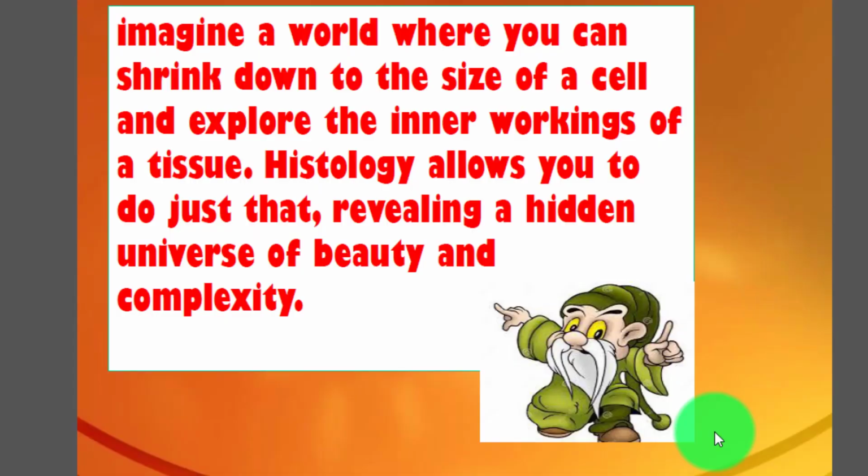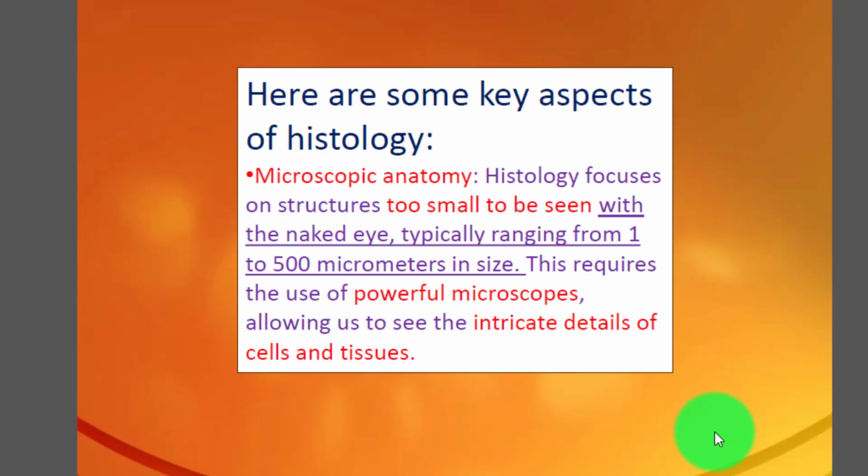Imagine a world where you can shrink down to the size of a cell and explore the inner workings of the tissue. Histology allows you to do just that, revealing a hidden universe of beauty and complexity. Here are some key aspects of histology. Microscopic anatomy. Histology focuses on structures too small to be seen with the naked eye, typically ranging from 1 to 500 micrometers in size. This requires the use of powerful microscopes, allowing us to see the intricate details of cells and tissues.